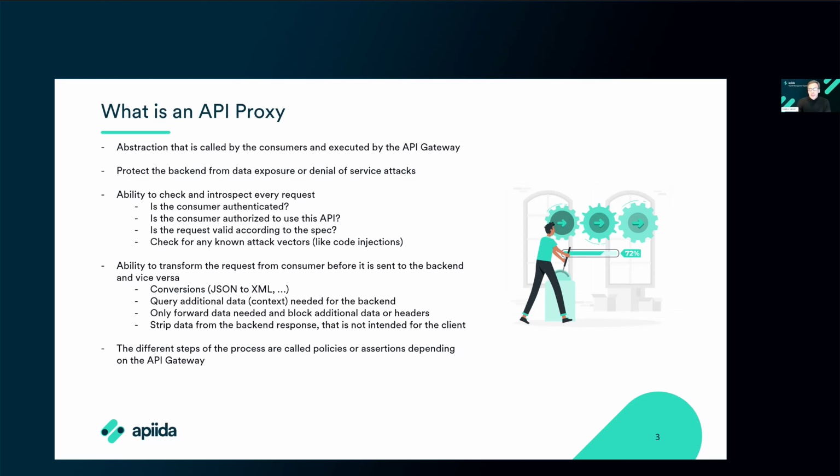And what can such an API proxy do? Well, it can check a few different things. So first, is that customer or that consumer authenticated? So do I know who it is who's posting the call? Do I know the application the call comes from? Do I know the user on whose behalf the call comes from? And is this consumer authorized to use this API? Is he authorized to get this kind of data?